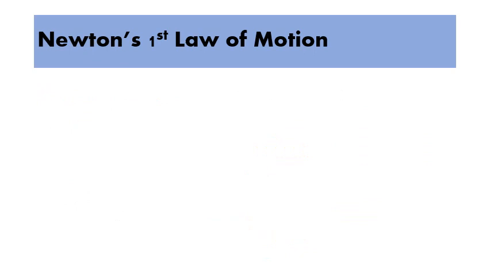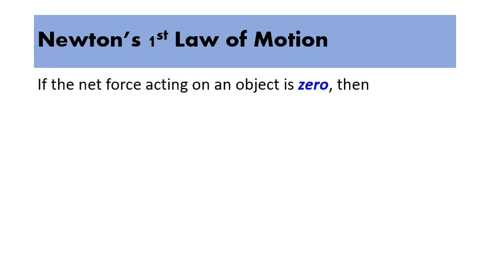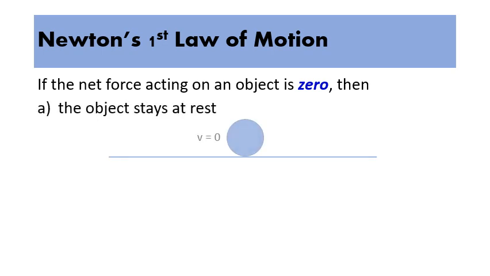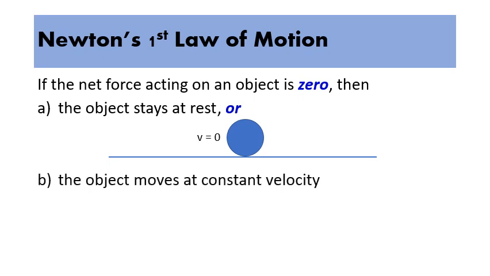So Newton's first law of motion discusses what happens when there are no forces. It states, if the net force acting on an object is zero, then A, the object stays at rest, as can be seen by the ball that is not moving, i.e. its speed is zero. Or B, the object moves at constant velocity, which means at constant speed in a straight line, and this is important to note for later.